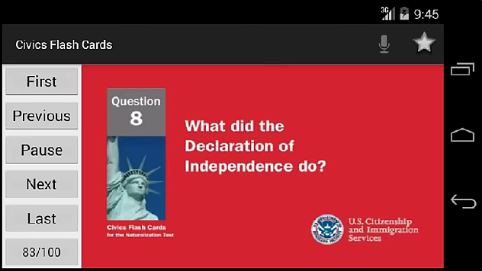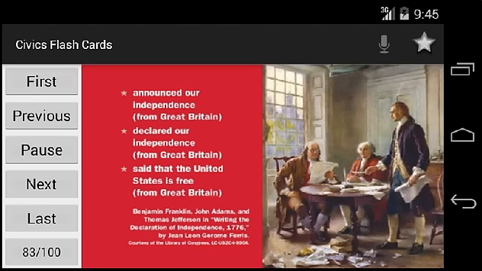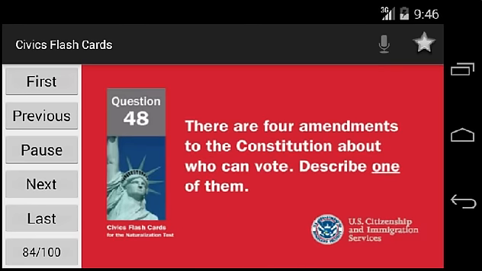What did the Declaration of Independence do? Announced our independence from Great Britain. Declared our independence from Great Britain. Said that the United States is free from Great Britain. There are 4 amendments to the Constitution about who can vote. Describe one of them.